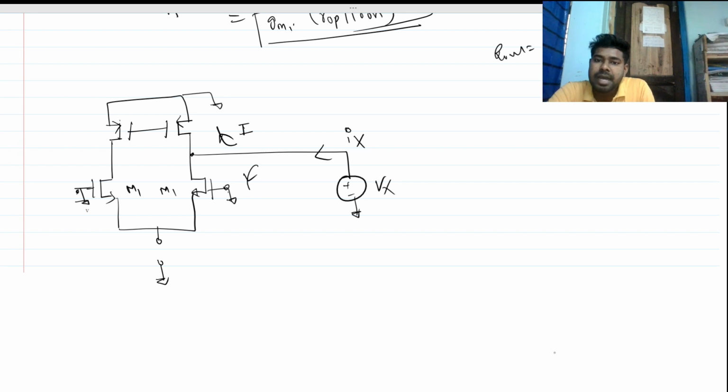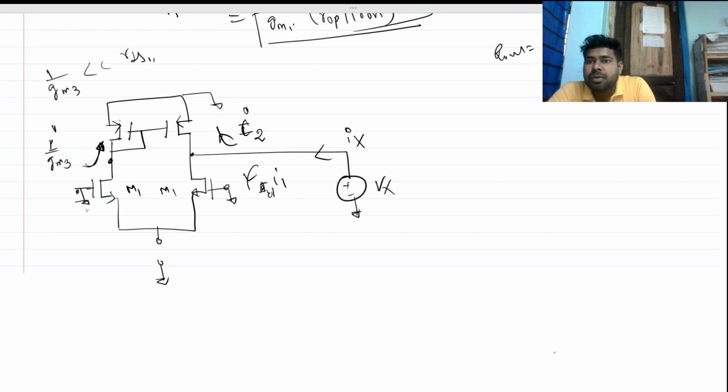So let's say this is our I2 and this is our I1, small signal, okay. So what we can see is, what is the looking-in impedance here? This is a diode connected PMOS, right? So the impedance looking from here is 1 over gm3, and we know that this is a small resistance, and this gm3 is very small compared to RDS of 3, like RDS of any of these MOSFETs, let's say RDS of 1, 2, 3, 4.